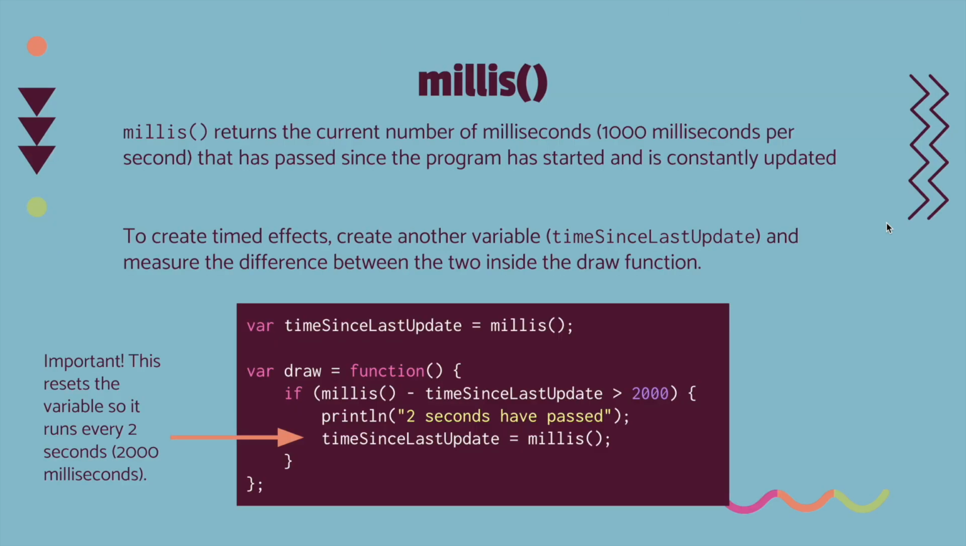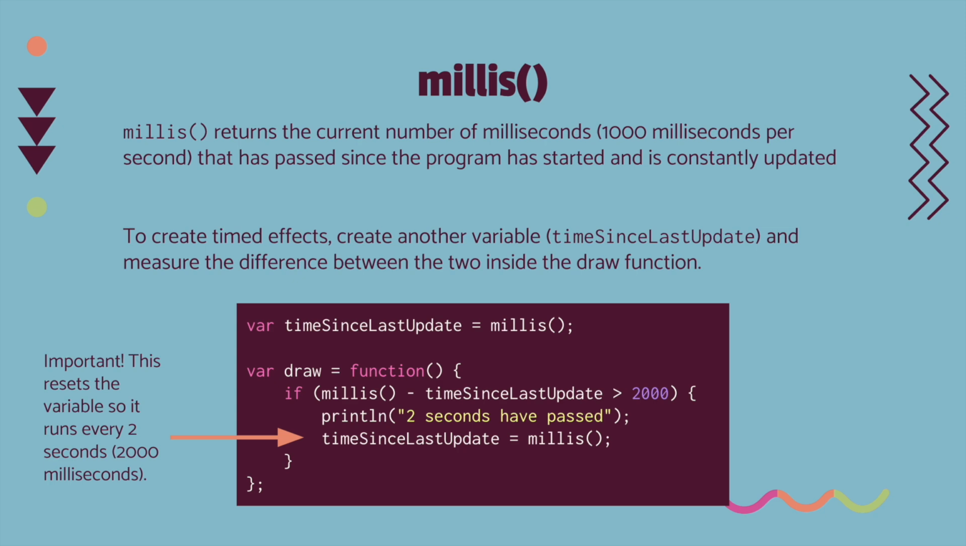Now I will be talking about the millis function. The millis function returns the current number of milliseconds that has passed since the program has started, and it is constantly being updated. Something that's important to note is that 1000 milliseconds is the equivalent of 1 second. So if you have 5 seconds, that's 5000 milliseconds. If you have 2 seconds, that's 2000 milliseconds, and so on.